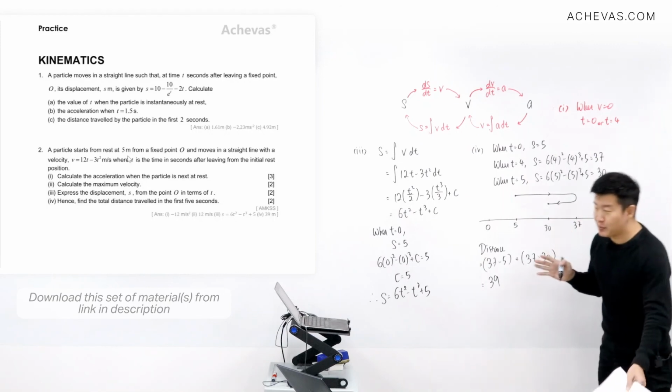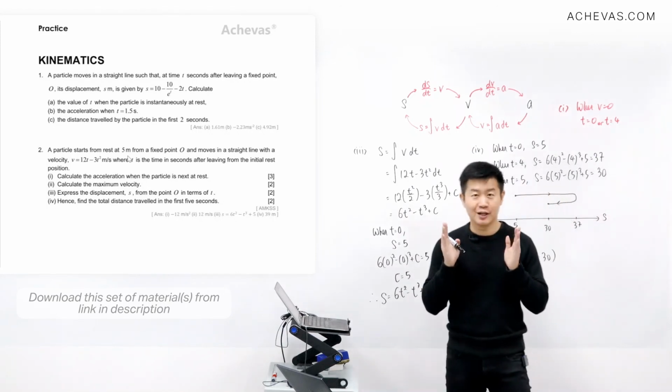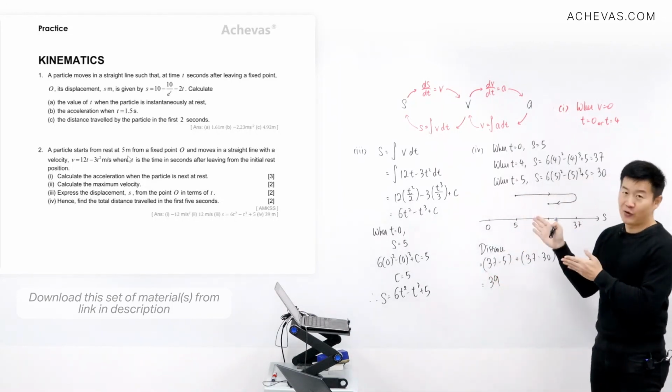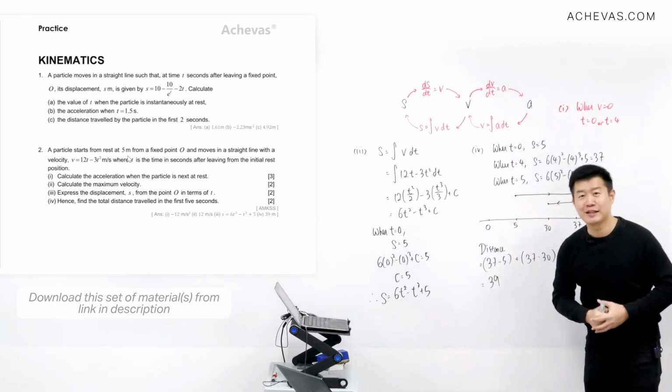Okay, these are two examples that I have for kinematics. There are definitely a lot more interesting examples out there. Let's make sure that we practice this a lot. But for now, this is what I have. And I'm going to see you in the next chapter.